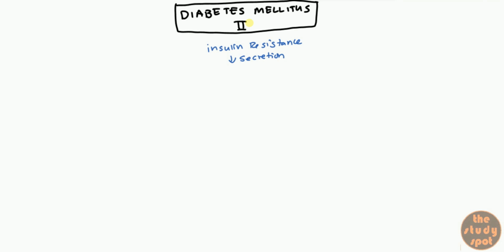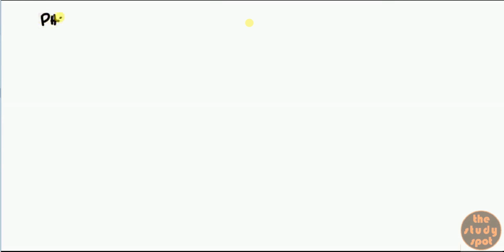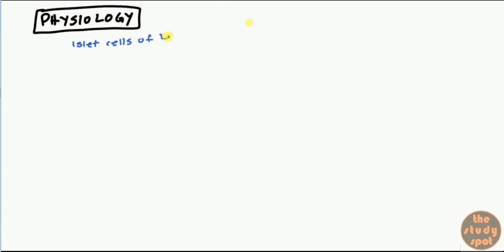Let's go ahead and look at physiology, pretty much how insulin is secreted and synthesized. When we're looking at physiology, the first thing we have to do is look at the histology of the islet cells of Langerhans, because it's within these groups of cells where the insulin is secreted.